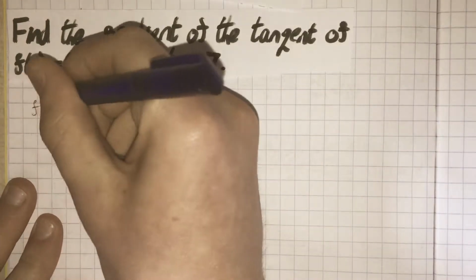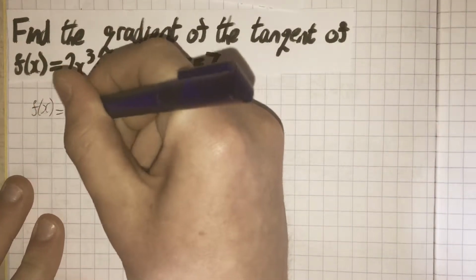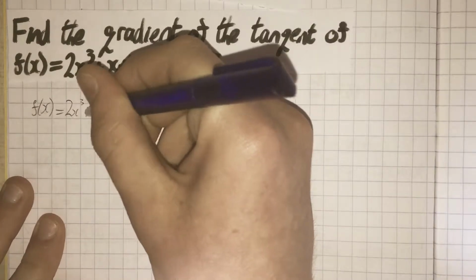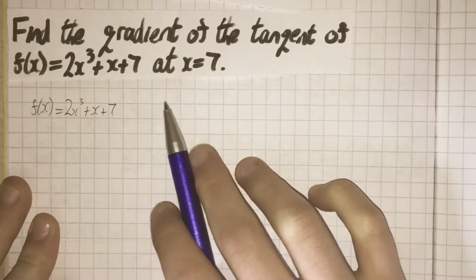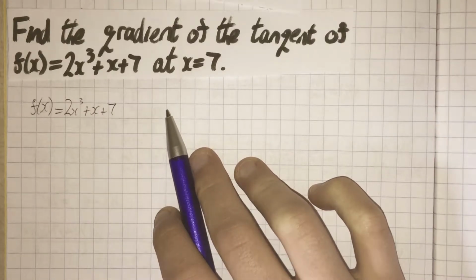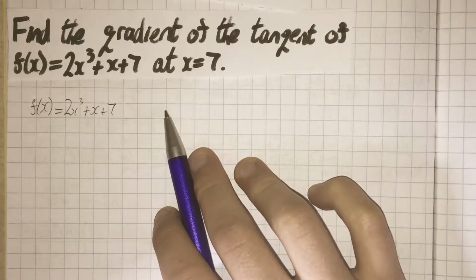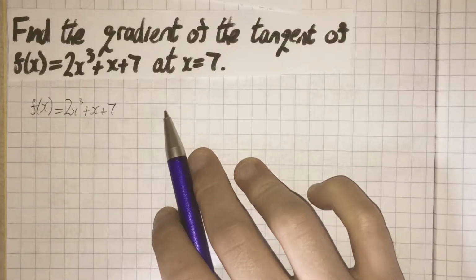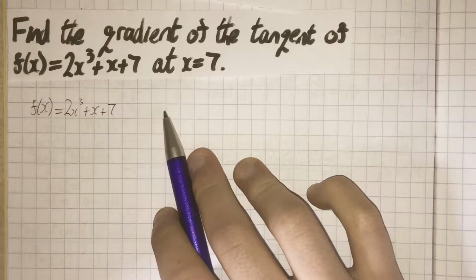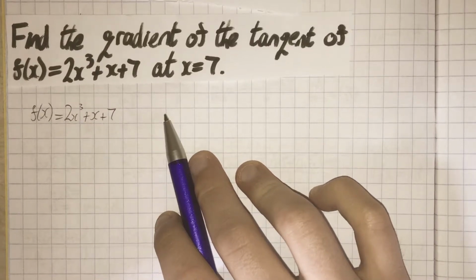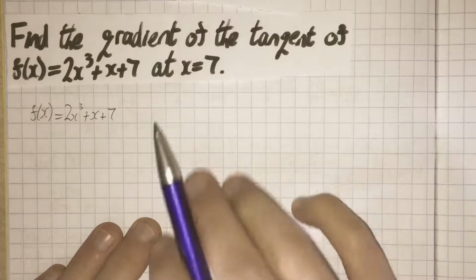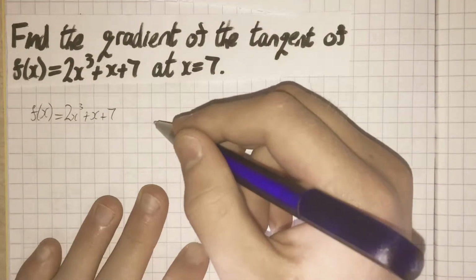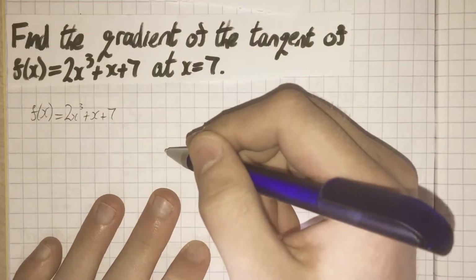So, f of x is equal to 2x cubed plus x plus 7. If you'd like to have a go at this yourself, please pause the video now, have a crack at it. Hopefully you get it all correct. If not, that's fine. We'll go through it in a moment and explain any possible worries or anything that went wrong. Right, so first we want to differentiate it.